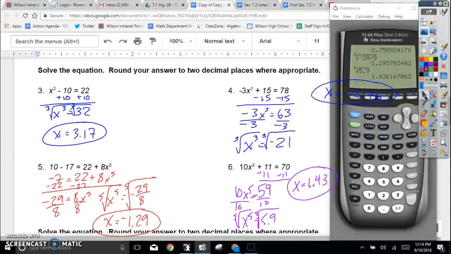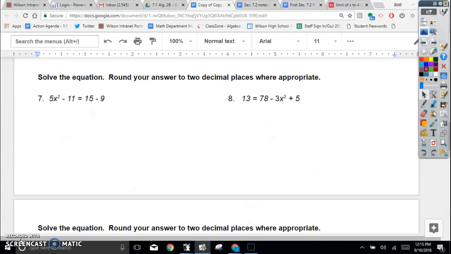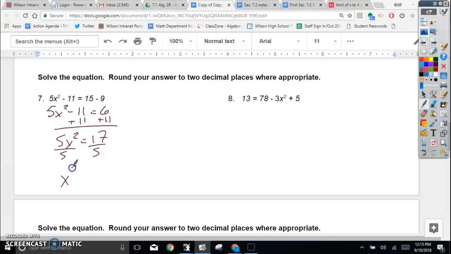All right? So in this video, it looks like I'm going to finish up with 7 and 8 here, and then I'll start the second video for the back. So what we're going to do here is we're going to combine like terms on the right and get basically 6. I'm going to add the 11 over, get 5x squared equals 17, divide by 5, so I get x squared equals 17 over 5.